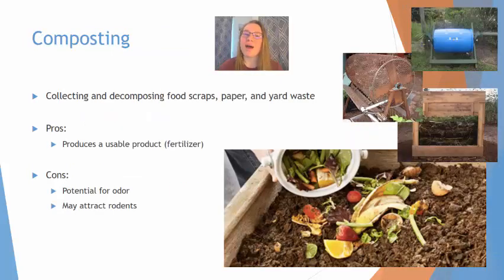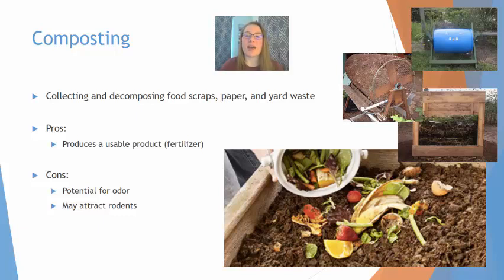We can also compost some of the material that ends up in our waste stream. So things such as food scraps, paper, and yard waste can all be recycled. There are some pros and cons to this. Your pros is that this is reducing waste from going into the general waste stream, and we are producing that usable product, which is a fertilizer. But the cons are that some composting systems may produce a bit of an odor if they're not managed appropriately, and again, they could attract rodents.